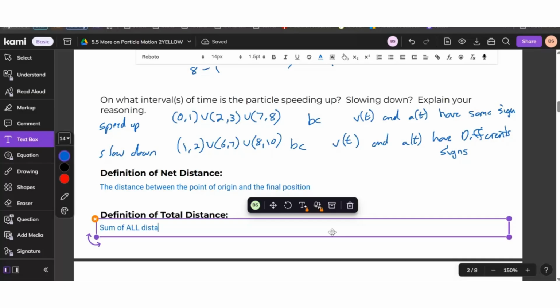All right, our total distance is the sum of all distances traveled in any direction. In other words, in physics, you know this as displacement.